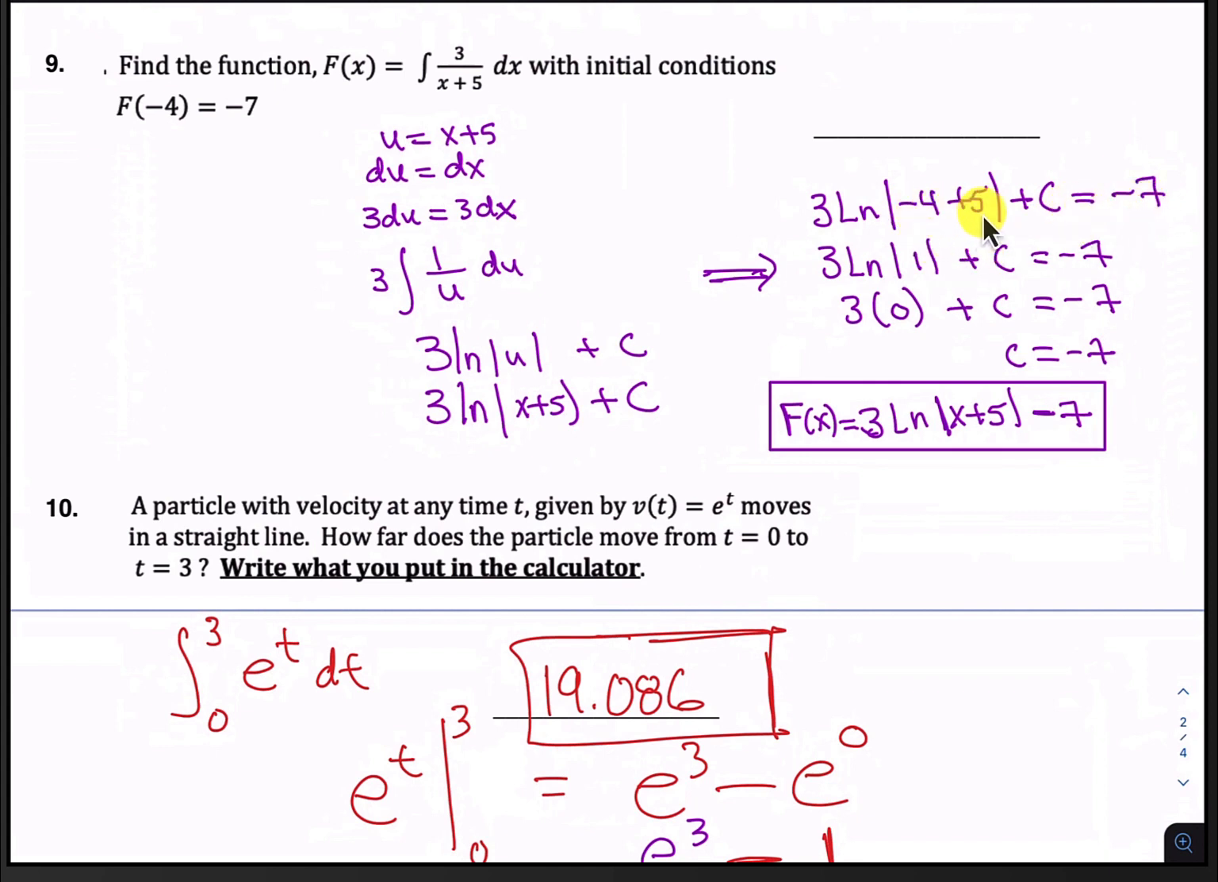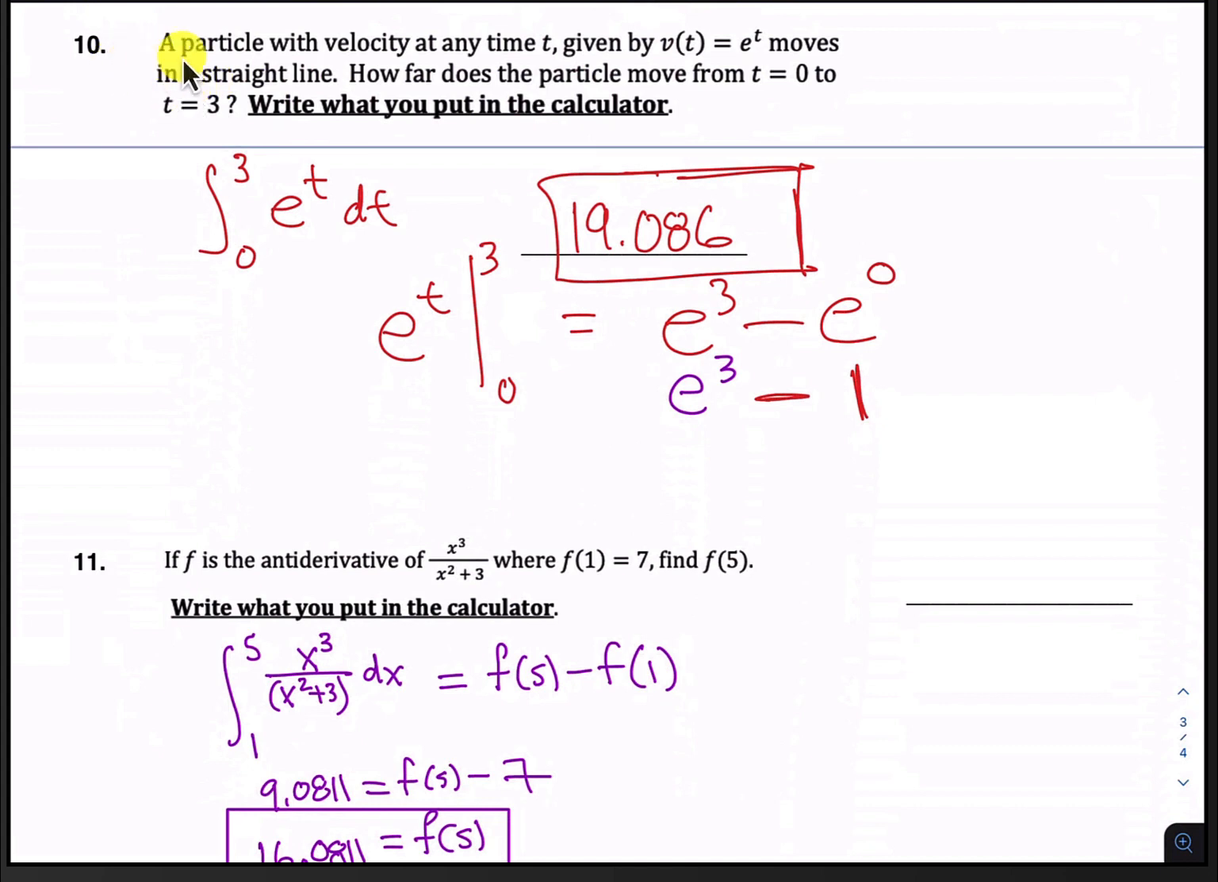Now, negative 4 plus 5 is just 1. So that's the natural log of 1. And we already know that the natural log of 1 is 0. 0 times 3 is just 0. So now we have c is equal to negative 7. So that is our constant. C is negative 7. And then finally, we just rewrite the entire equation. And that's F of x equals 3 times the natural log of the absolute value of x plus 5 minus 7.